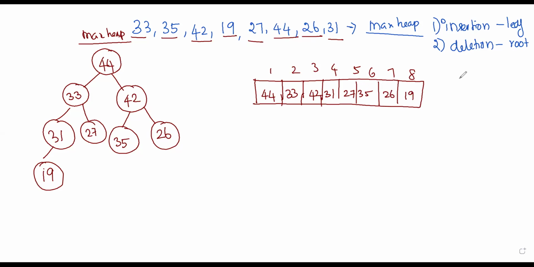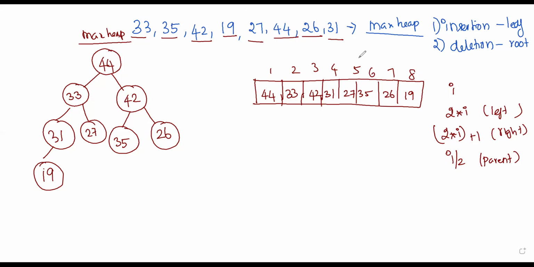I hope you remember: if I is a node, then 2 star I will be the left child, 2 star I plus 1 will be the right child, and I by 2 will be the parent. So fine, I is equal to 44.